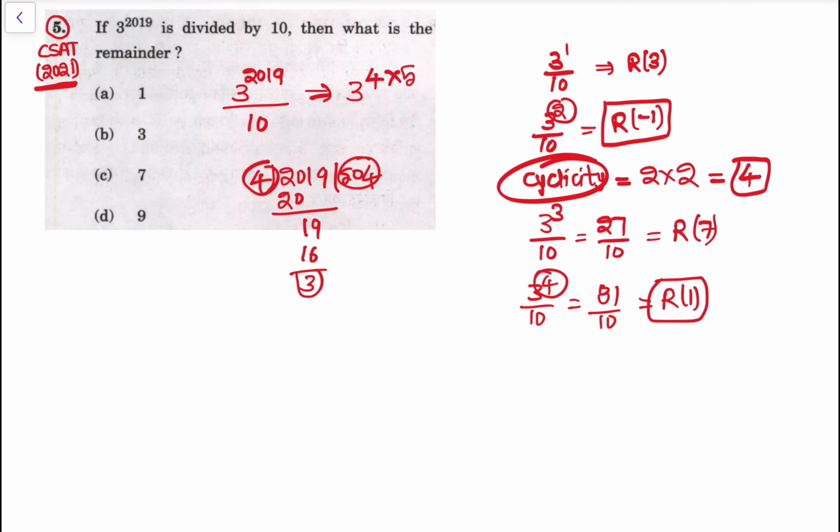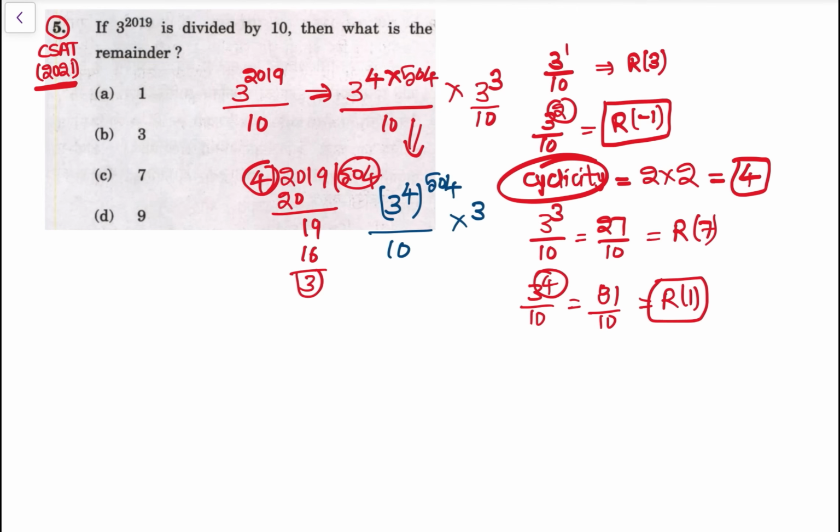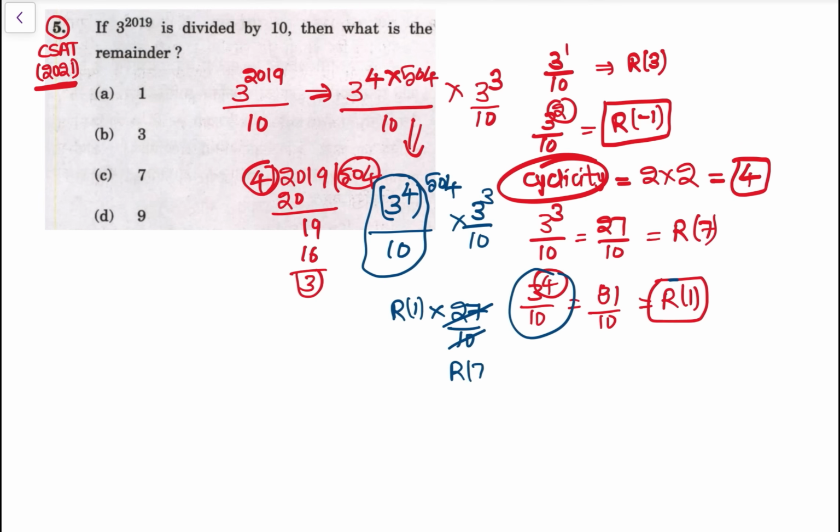Remainder 3, so it can be written as 3 to the power 4 into 504, 4 upon 10 into 3 to the power 3 upon 10. So this can be written as 3 to the power 4 to the power 504 upon 10 into 3 to the power 3 upon 10. अब इसका 3 to the power 4 upon 10 का तो हो गया remainder 1. So 1 to the power 504, so remainder is 1 into 3 to the power 3 is 27 upon 10. So 27 upon 10 is remainder 7. So 1 into 7 is overall remainder 7. Option C is the correct answer.